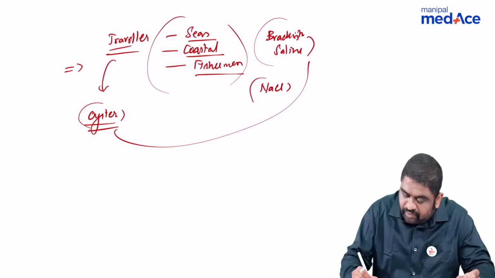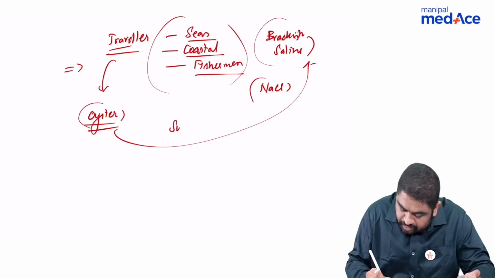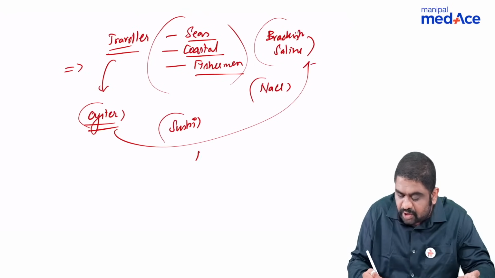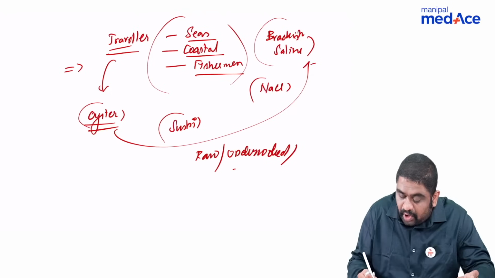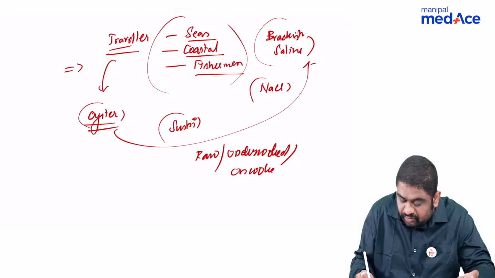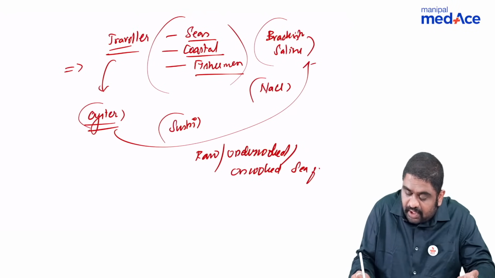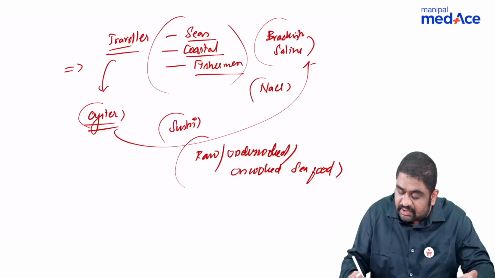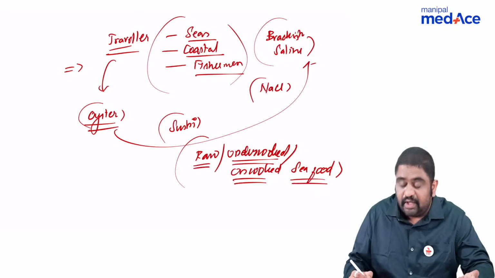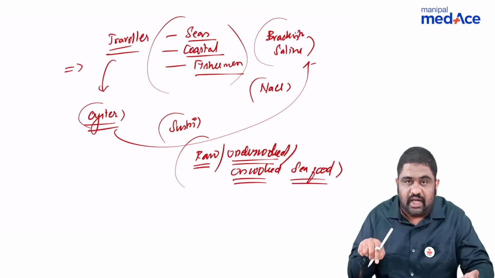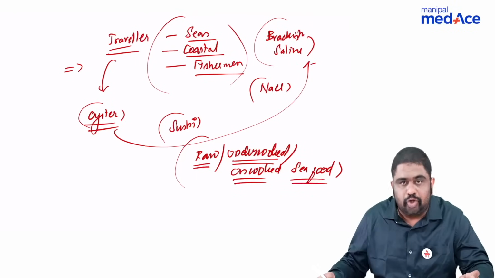Oyster is the food from this area. It is a part of sushi. Sushi is raw or undercooked or poorly cooked or uncooked seafood. So that means if you are ingesting this seafood which is raw, undercooked or uncooked, then whatever organism this food is carrying, it can directly have access into the human being.